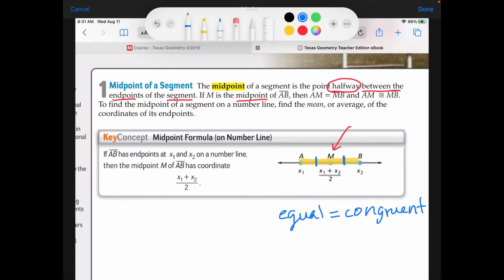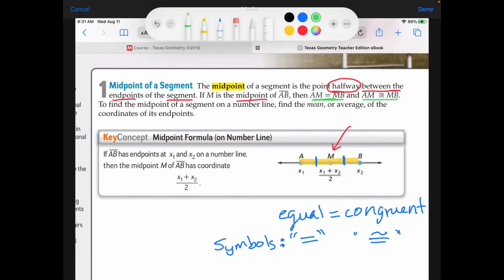Now the symbol for equality is this one, and we're very familiar with it. The symbol for congruency is the same thing, but with a little squiggly or a little hat or a mustache at the top. So these are the symbols, and you can see them here at the top. If the point M is at the center of this line segment, then line segment AM is equal to line segment MB, and line segment AM is congruent to line segment MB.